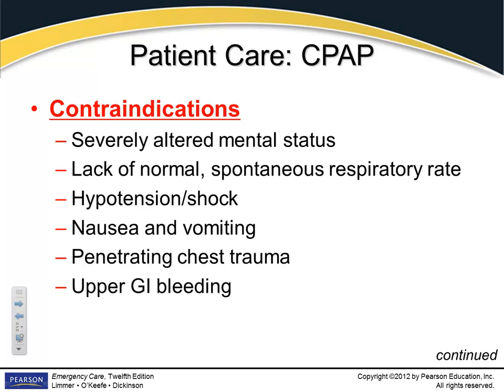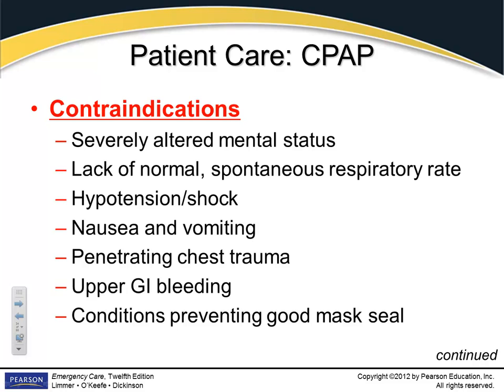If they are very hypotensive or shocky, we don't want to use this because it keeps the lungs inflated all the time. And if you've got a problem with circulation, we don't want the lungs inflated all the time because when they're inflated, it's always going to put a little pressure on the heart. So you don't want to use it if they're already hypotensive. If they're vomiting, you don't want this mask tied to their face. Upper GI bleeding, you don't want to use this. So these are times that it's contraindicated. You need to be familiar with these because you may see it on registry.